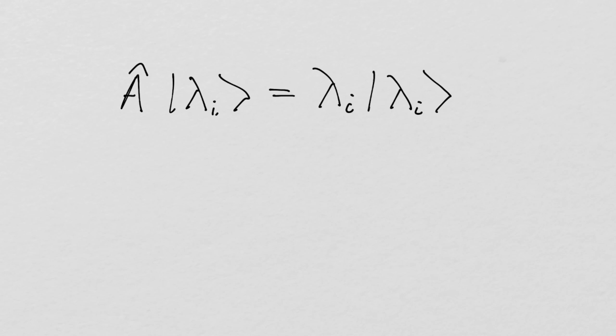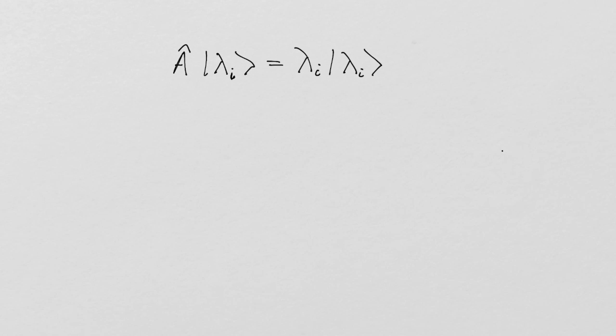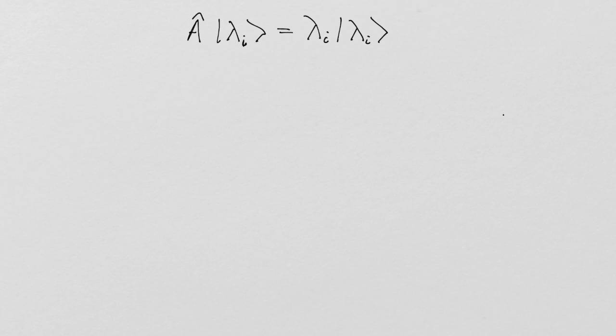So we know that its eigenkets are given by lambda sub i, and the eigenvalues are given by lambda sub i. So this is a discrete spectrum of eigenkets of the observable A. And then we do the same for the observable B. These eigenkets will be labeled by gamma. So lambda labels A and gamma labels B.